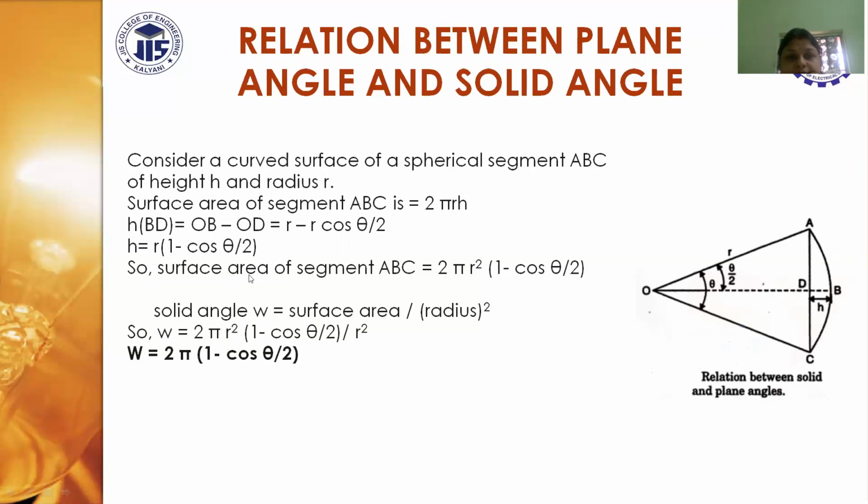So surface area of segment ABC equals 2 pi R h, and we'll put the value of h in the equation. So it will be 2 pi R square into 1 minus cos theta by 2. Now solid angle omega equals surface area by radius square. Surface area equals 2 pi R square into 1 minus cos theta by 2, and radius square means R square. So R square cancels. So omega equals 2 pi into 1 minus cos theta by 2. So this is the relation between plane angle and solid angle.